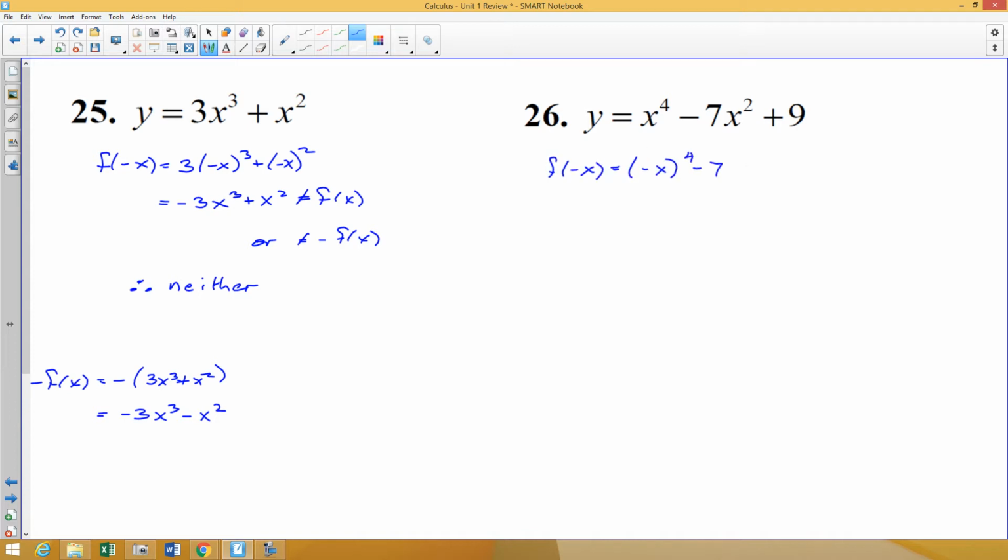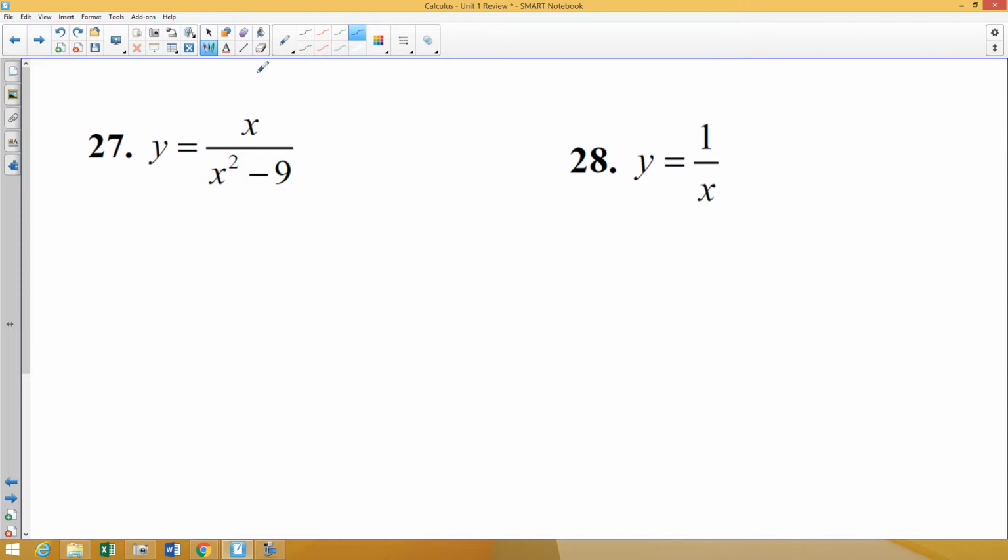This one, plug in -x. -x to the 4th minus 7, -x squared plus 9. And if you raise a negative to an even power, it will become positive. So that's going to be positive x to the 4th. -x squared is x squared, so -7, and that's x squared plus 9. And you notice when I cleaned that up, I actually did end up with the exact same equation that I originally had. So if f of -x equals f of x, that means we have y-axis symmetry, also known as an even function. And I would accept either answer. If you say even, that's fine. If you say y-axis, that's cool.